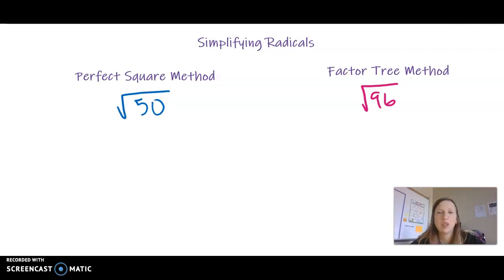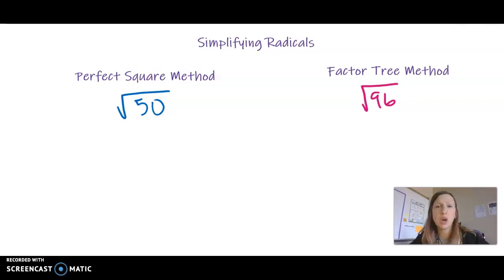Hi everyone. So today we're going to discuss how to simplify radicals. There are two methods that you can go about this. The one that we really need to know, which I feel like is something you'll need to know for future math classes, is the perfect square method.